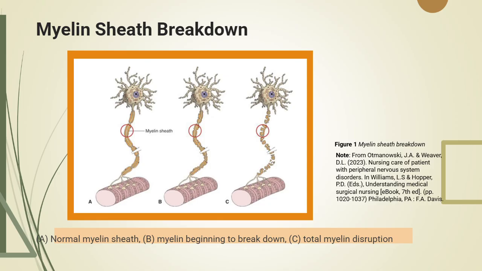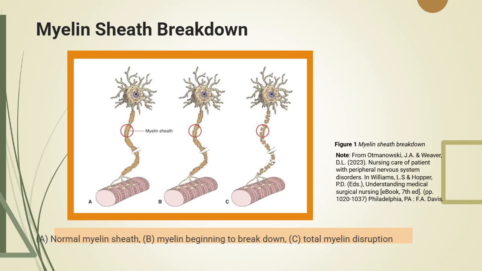In image B, early demyelination is beginning. Even slight damage to myelin can slow nerve conduction, which is why early multiple sclerosis symptoms are often intermittent, such as tingling, mild weakness, or blurred vision. These symptoms may come and go because the nerve fibers are functioning inconsistently.